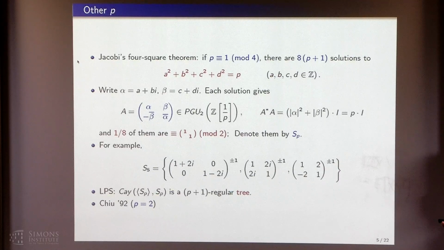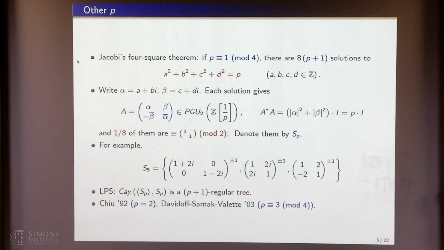So later the same was done for p equal 2 by Chiu. And Davidoff, Sarnak, and Vallette in '03 did the same for the rest of the primes, which are 3 mod 4. Questions?